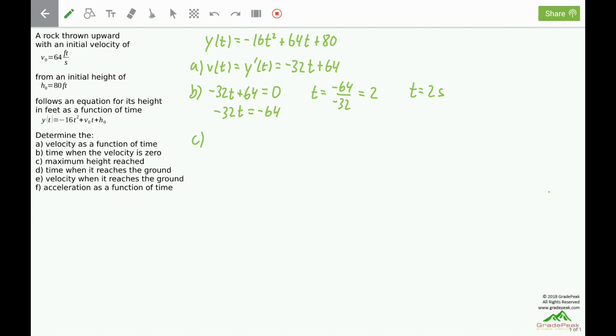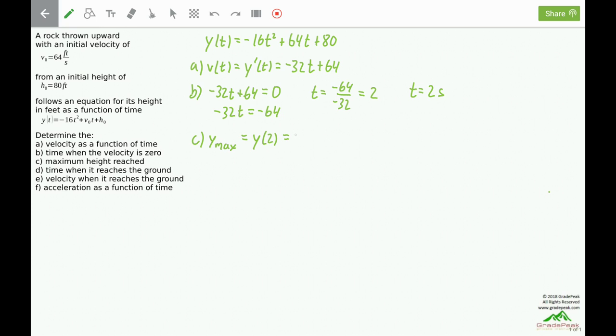Part C, we want to know the maximum height reached. The maximum height will be reached at the instant in time when the velocity has become 0, because the rock at that instant is turning around from having headed upward to now starting to head back downward. And so the turnaround time, the time when velocity is 0, we found in part B to be 2 seconds. So the maximum height will occur right at that time, y of 2.